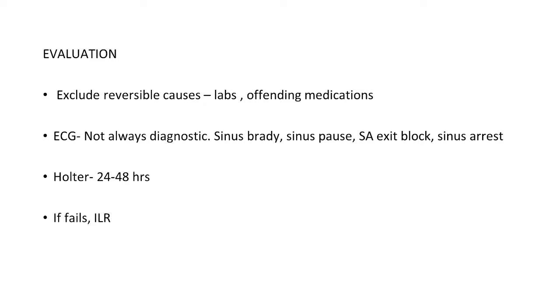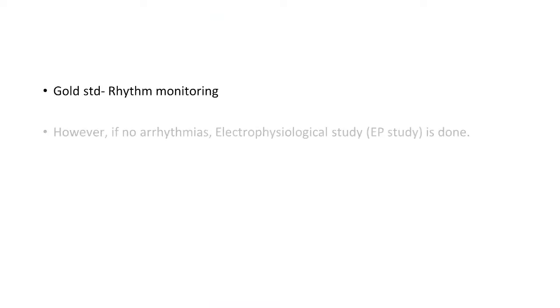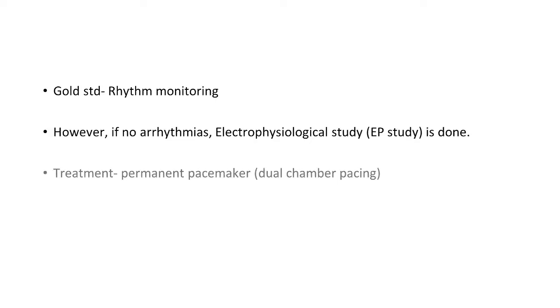Initially what we can do is outpatient monitoring with Holter, and if it fails to show any arrhythmia, then implantable loop recorders can be given. Again, there is a constellation of ECG findings. Mostly they are bradyarrhythmias more than tachyarrhythmias. Tachybrady syndrome can also be seen. The gold standard is rhythm monitoring. Again, if ILR shows nothing, we have to do the EP study.